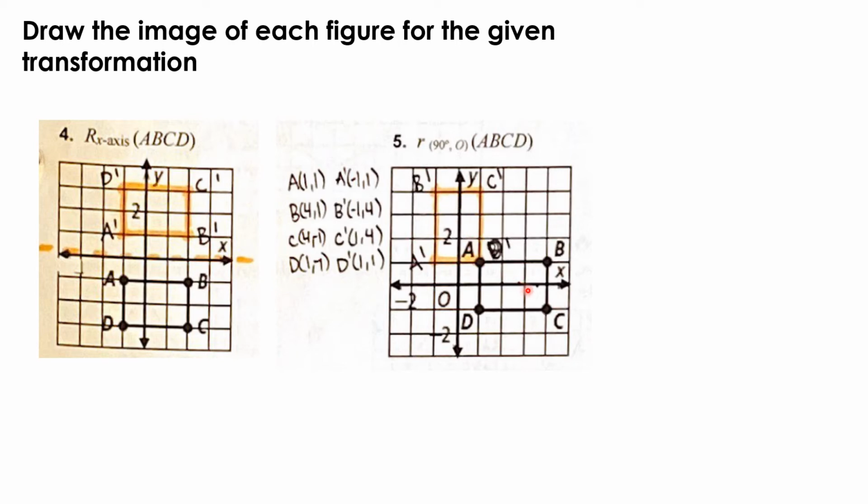So you could do that thing that we did where you just turn your paper and regraph it and then turn it back. Or if you remember, we had that pattern that told us that we could take each point, flip the X and the Y, and make the first new point negative.